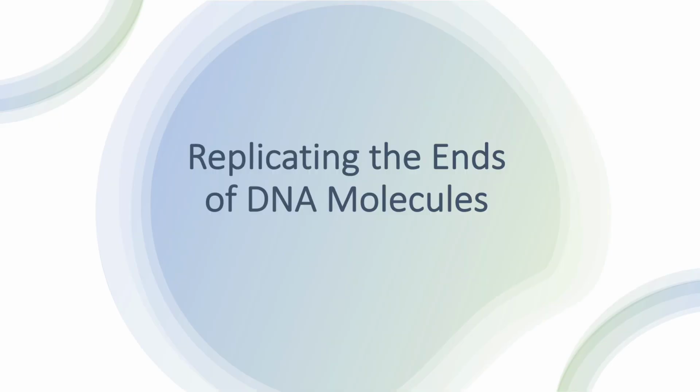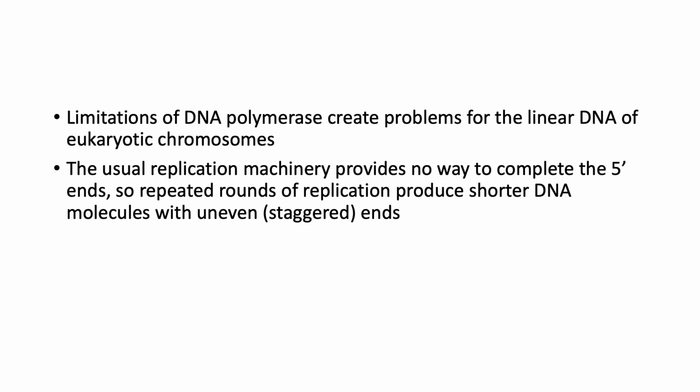Now let us move on to the next part of my discussion, which is about replicating the ends of the DNA molecules. In spite of the impressive capabilities of DNA polymerases, there is a small portion of the cell's DNA that DNA polymerases can neither replicate nor repair. Limitations of DNA polymerases create problems for the linear DNA of eukaryotic chromosomes. The usual replication machinery provides no way to complete the 5' ends, so repeated rounds of replication produce shorter DNA molecules with uneven or staggered ends.